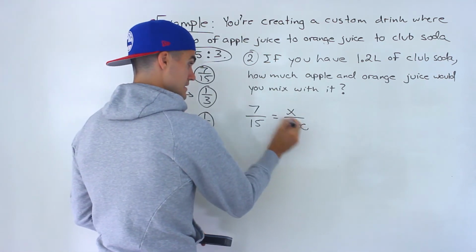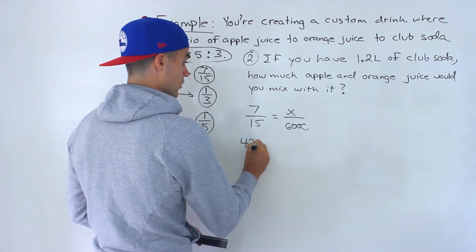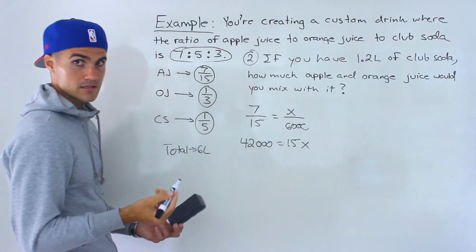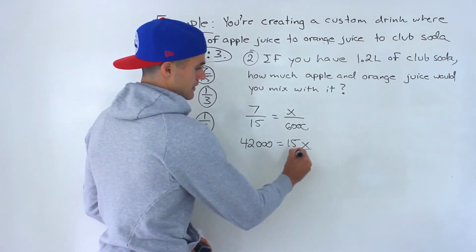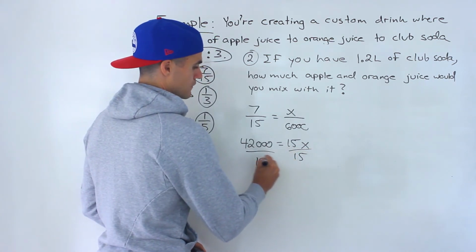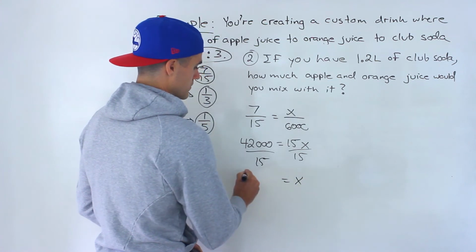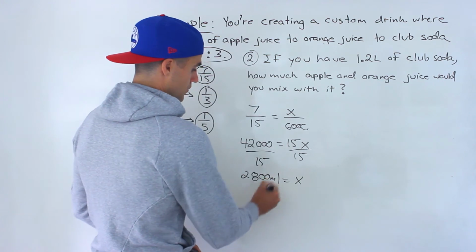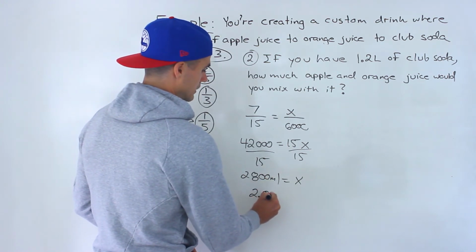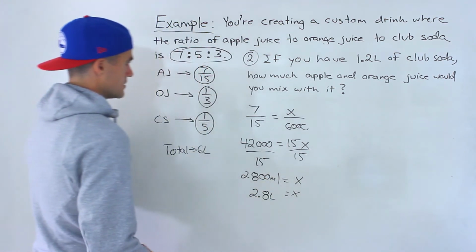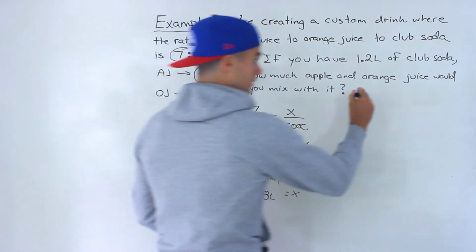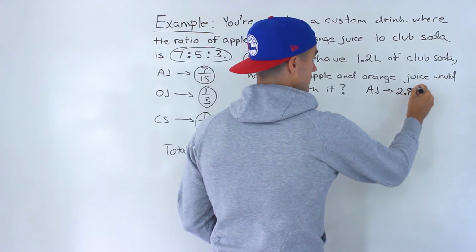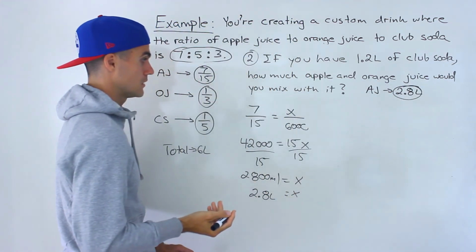And now we could cross multiply. So 6,000 times 7 gives us 42,000. And then we'd end up with 15x, like that. And then to isolate for the x, we could just divide both sides by 15. And then x would end up being 2,800. This is milliliters, which converts to 2.8 liters. So that's the amount of apple juice that would be there. So the apple juice would be 2.8 liters or 2,800 milliliters.